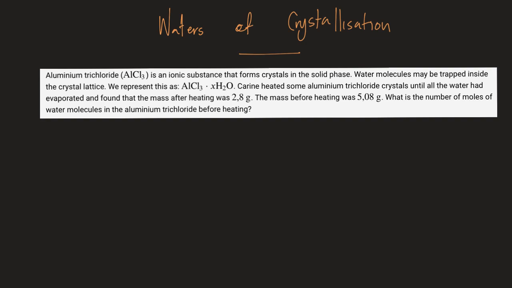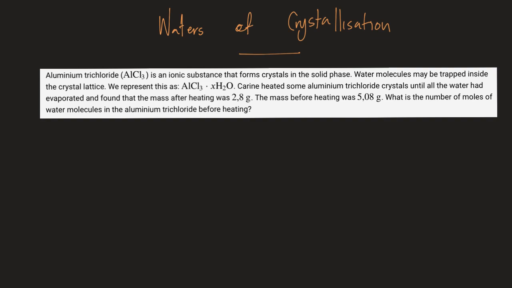This is a past paper question. You need to make sure you pause the video, take down the question, so that when I start explaining it, you're in a better position and you're not still writing down the question. It says aluminium trichloride is an ionic substance that forms crystals in the solid phase. Water molecules may be trapped inside the crystal lattice. We represent this as AlCl3 dot XH2O.